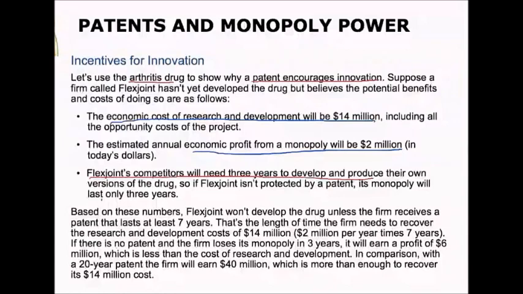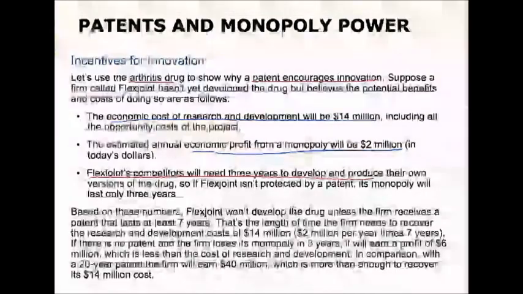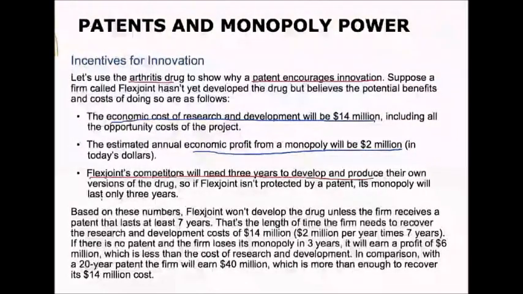If it's granted a 7-year patent, then it's able to exactly offset its $14 million research and development costs because it earns $2 million profit per year. If it's granted a patent for more years, suppose it had a 20-year patent, the firm's going to earn $40 million, which is much more than enough to recoup its $14 million cost.